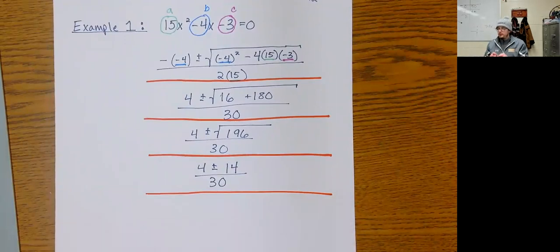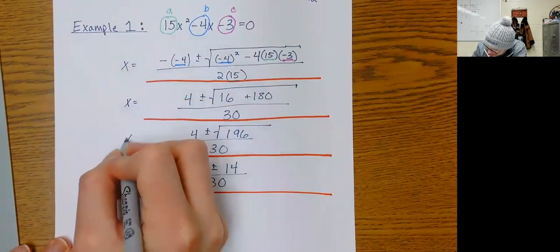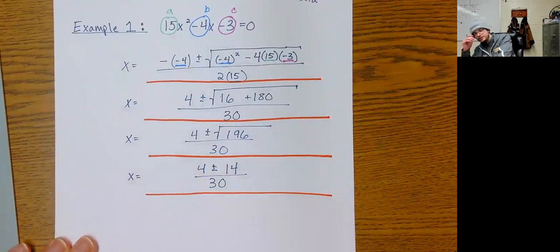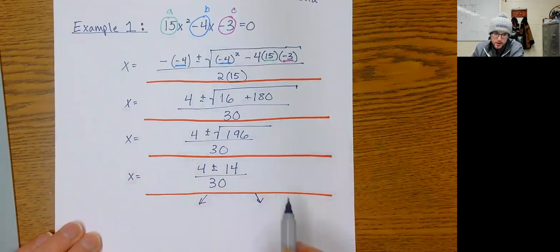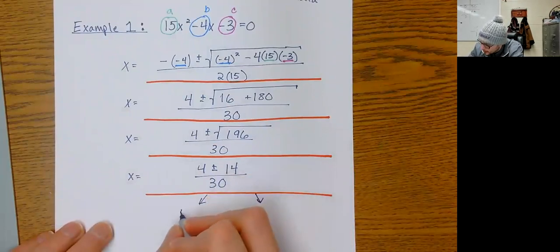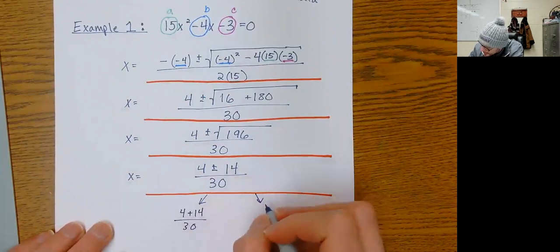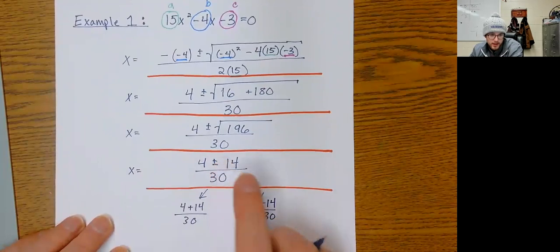Now, by the way, I haven't been writing it, but these are all x equals, x equals, x equals, x equals. We're finally to the point where we're going to separate this out into 2 separate things. So I'm going to separate this out into 4 plus 14 divided by 30. And I'm going to separate this out into 4 minus 14 divided by 30. All right. The plus or minus is 2 different things.